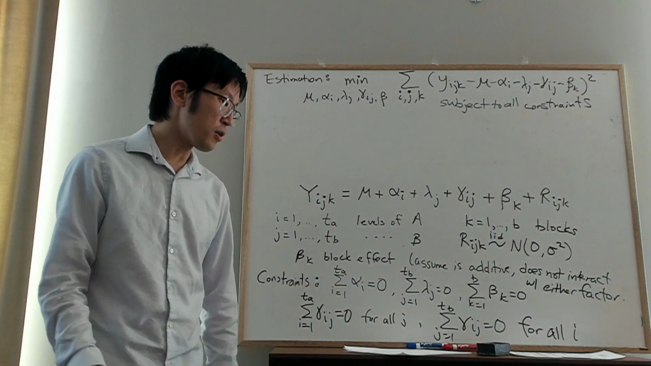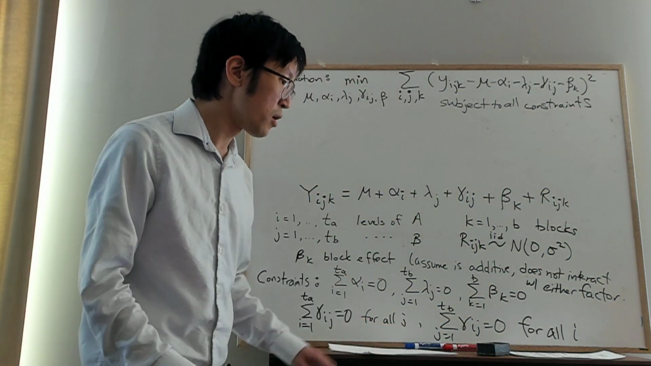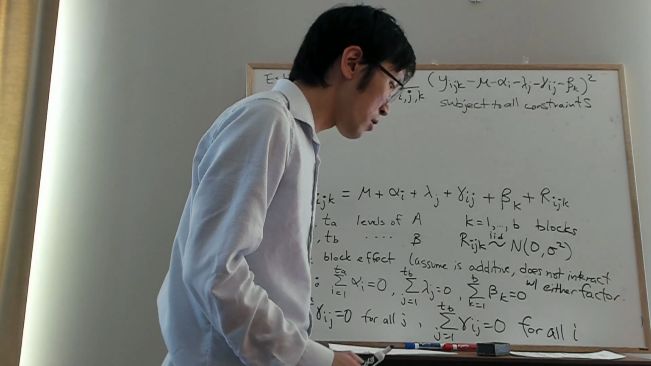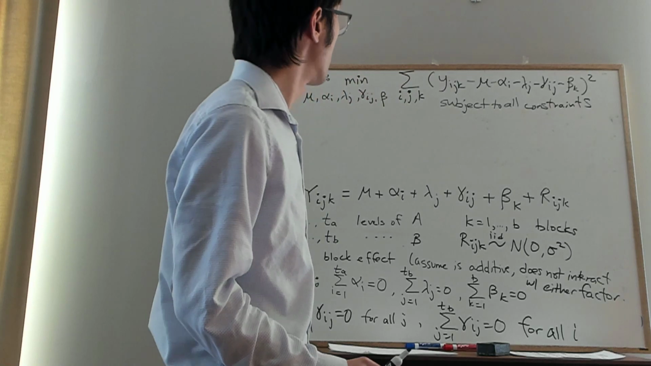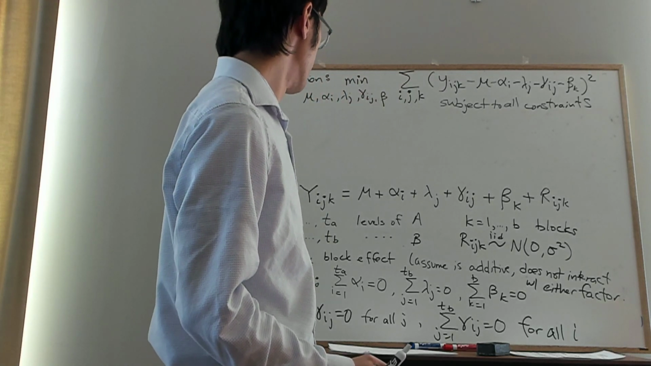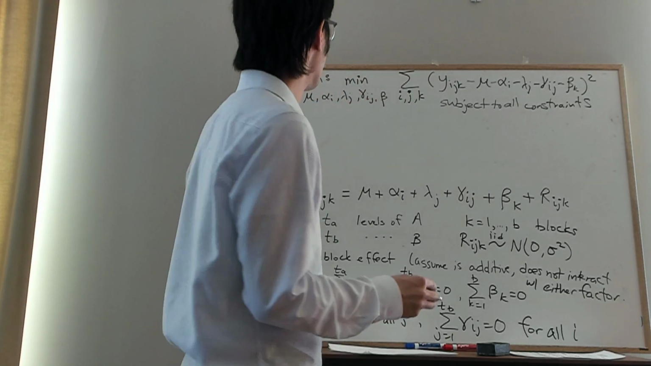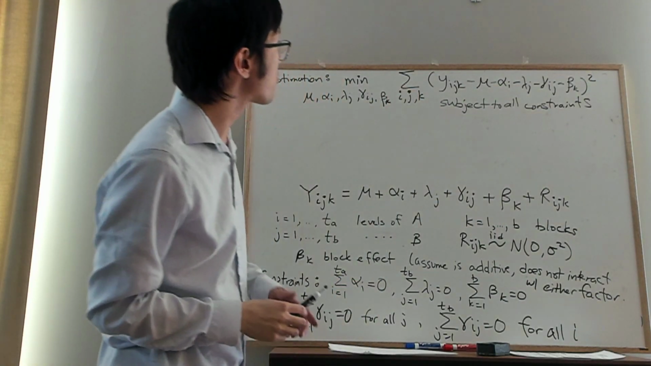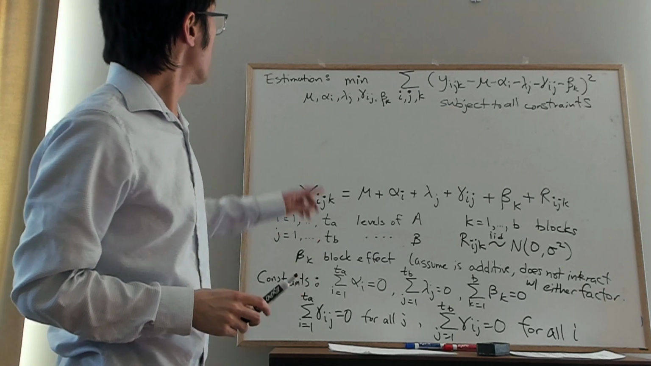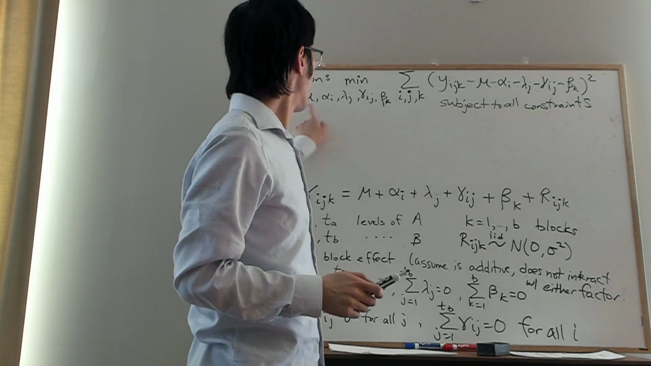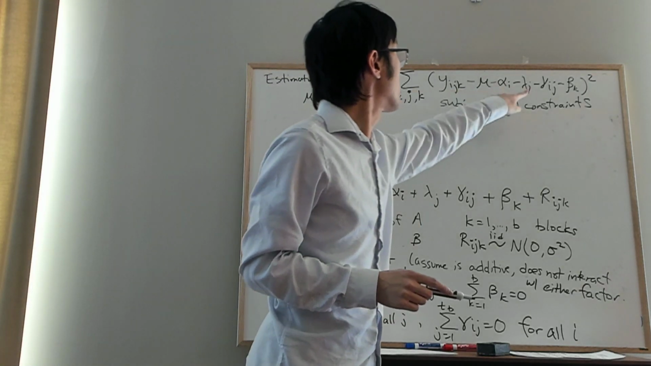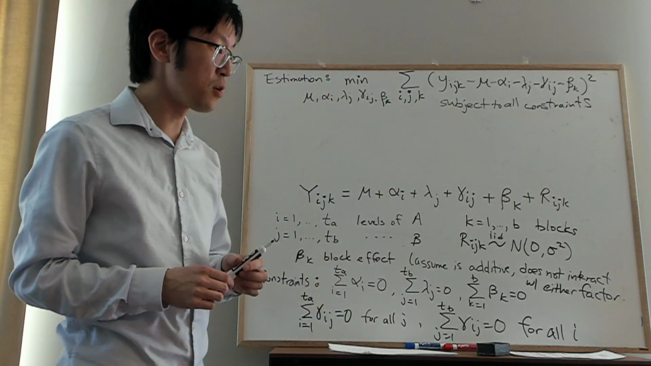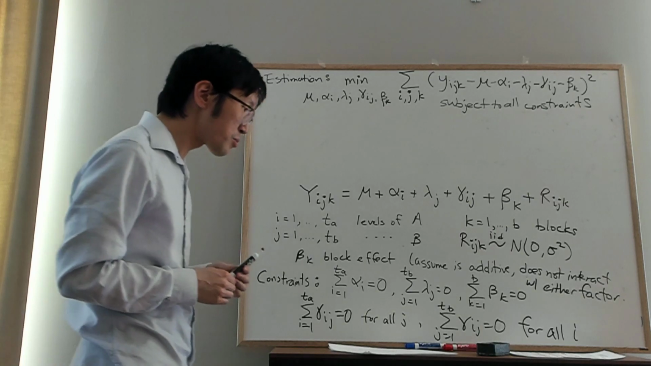Okay, so that's our usual least squares expression. Beta, yes, I missed a subscript here. Beta k, thank you. All right, yeah. So 5 sets of parameters here. That all goes on here, and then we minimize this sum of squares.